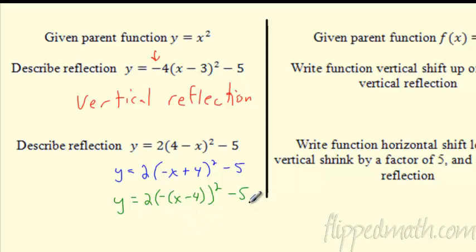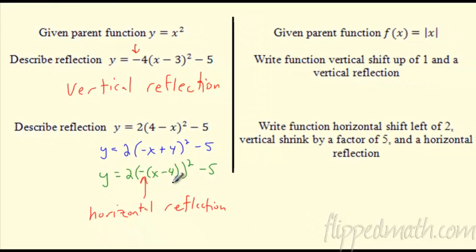Got that vertical stretch. I'm shifting it down 5. Aha, what does this negative do? This is going to give me the horizontal reflection. So when it's in the parentheses, horizontal reflection, let me spell that bad boy out. When it's in the parentheses, it's going to be your horizontal. When it's outside, it's going to be your vertical.